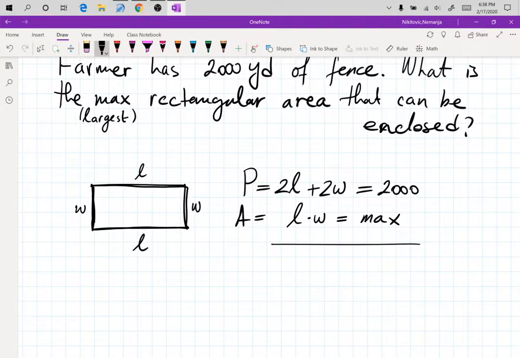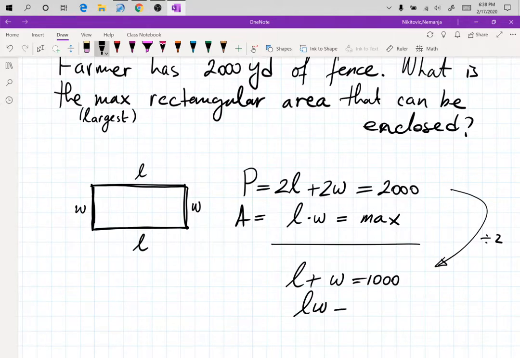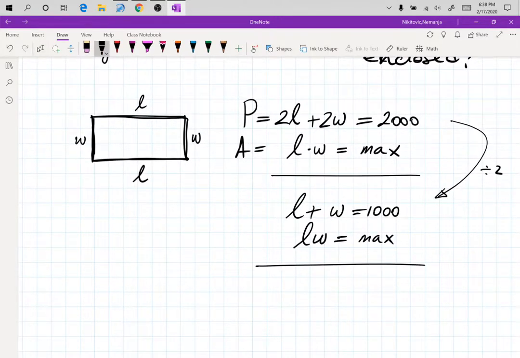So what do I have? From this equation, I have length plus W equals 1,000. Right? That's when we divide by 2. And the second one is L times W equals the maximum value. And now you solve this one for length or width. It doesn't matter. Let's say W equals 1,000 minus length.